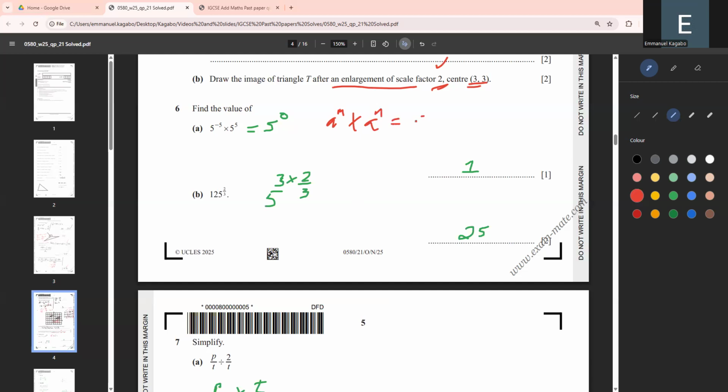When you're multiplying numbers of the same base, you add the powers. So it means here I have to add. So -5 plus 5 gives me 0, and then the number to the power 0 is 1. That's what you have.